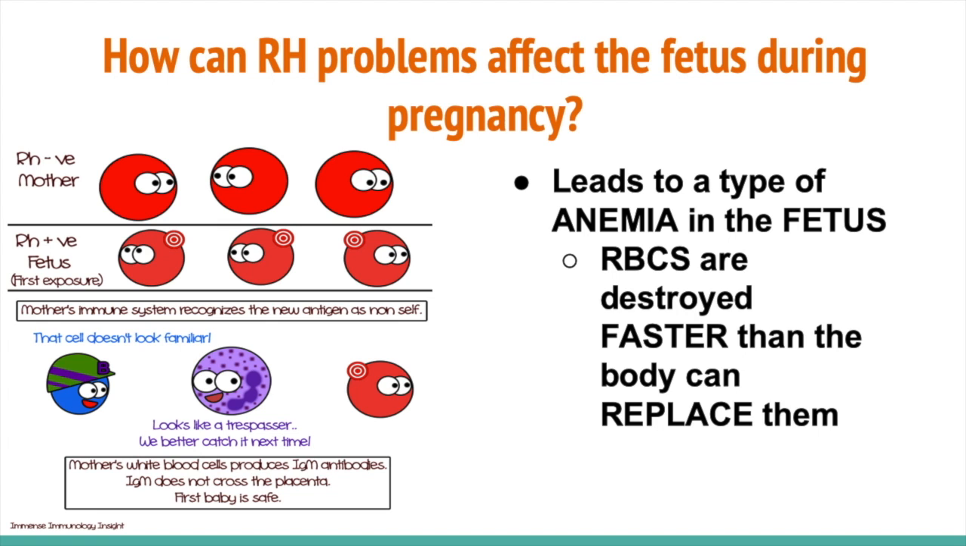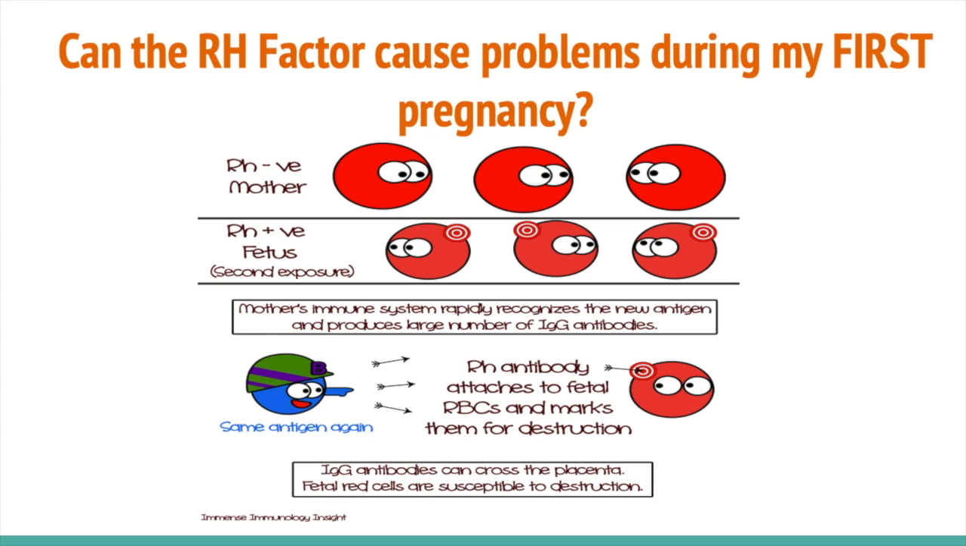Can the Rh factor cause problems during my first pregnancy? So health problems usually do not occur during an Rh negative woman's first pregnancy with an Rh positive fetus. And that's because her body doesn't have a chance to develop a lot of antibodies. But if preventive treatment is not given during the first pregnancy, and later a woman gets pregnant with an Rh positive fetus, she can actually make more antibodies, and the more antibodies put the future fetus at risk for hemolytic disease of the newborn.